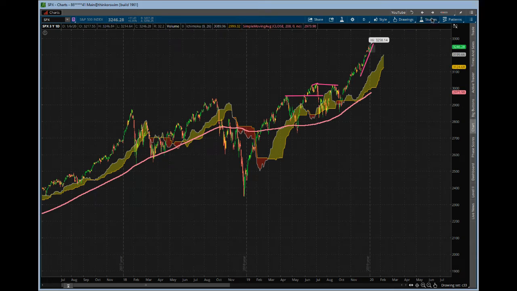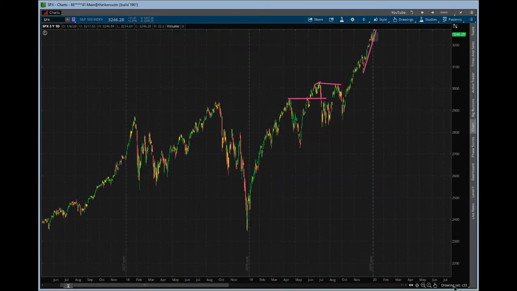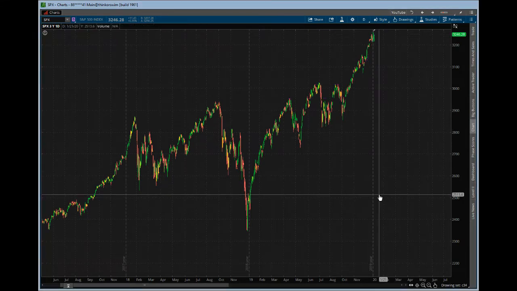It gets a little bit messy here, so I'm going to remove the studies, the cloud and everything. I'll put it back later. I'll keep the inside bars up. And then let's do a clean channel. Let's do a clean one right here.